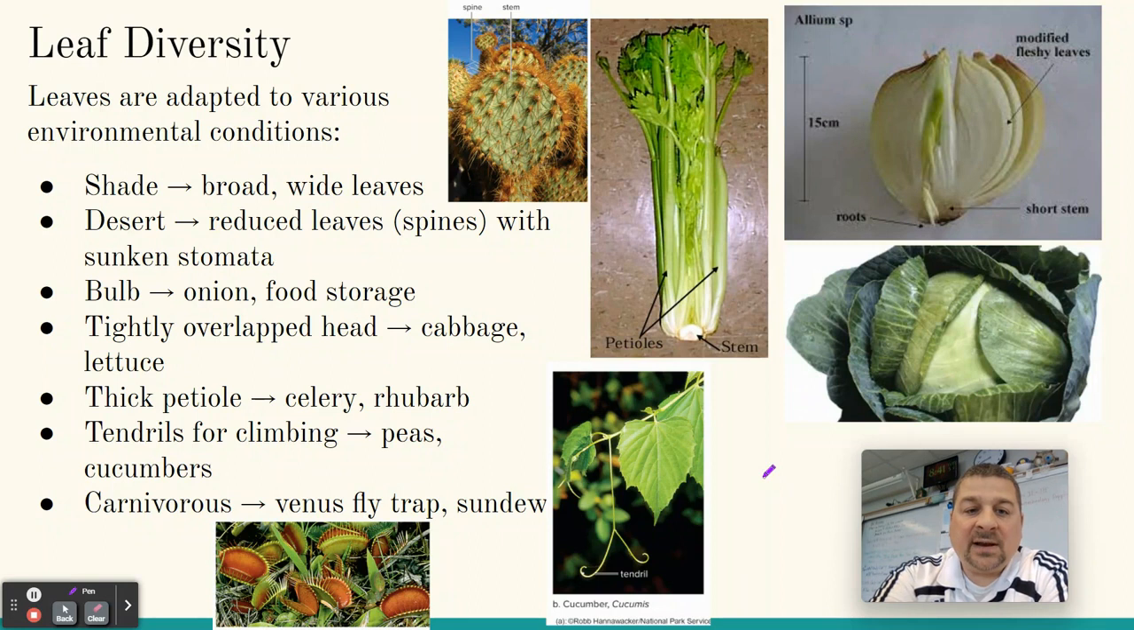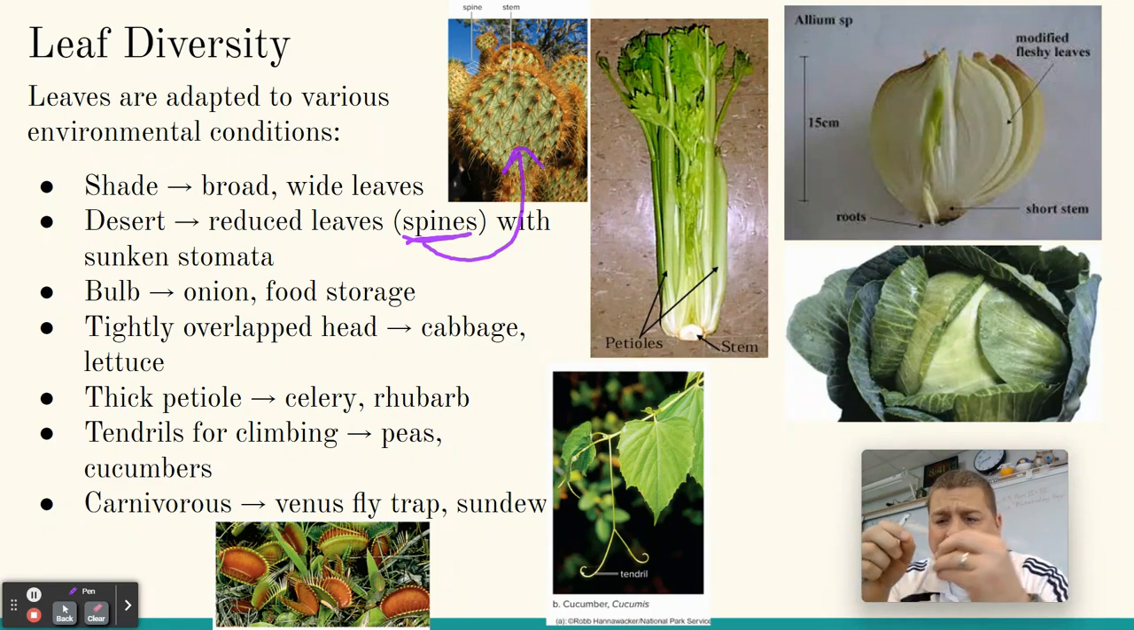In the desert, I've already mentioned this idea of spines, okay, where this is actually the stem part of the cactus, and then the spines are the leaves. They're just modified with shrunken stomata just to prevent water loss because they live in very dry, arid conditions.